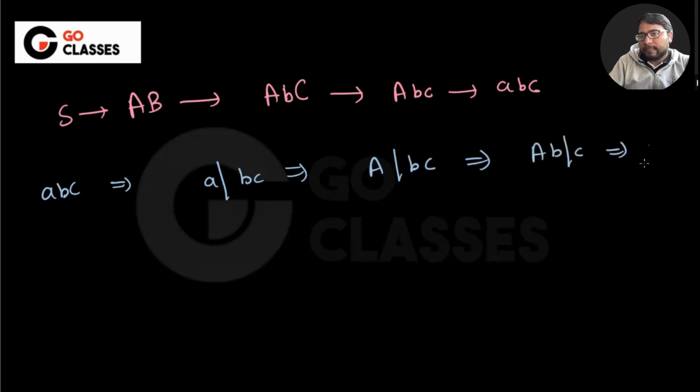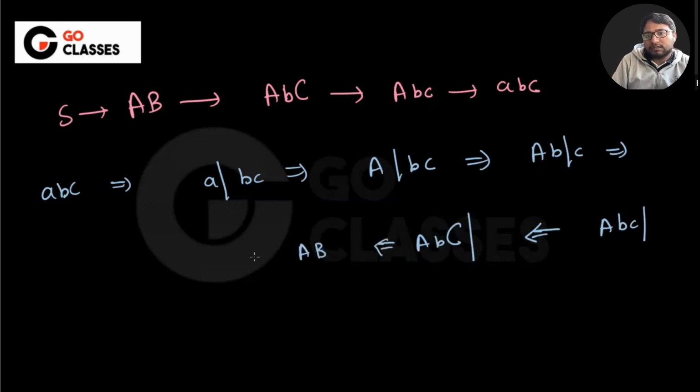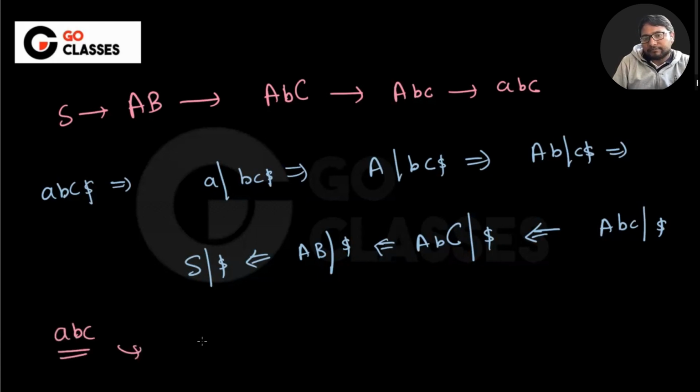Then you will say, okay, this will go to something like this. Then this will go to something like this. Then this will go to S, right? So these are the set of steps in bottom up parsing. Now tell me, given this abc, only in this, tell me the viable prefix.